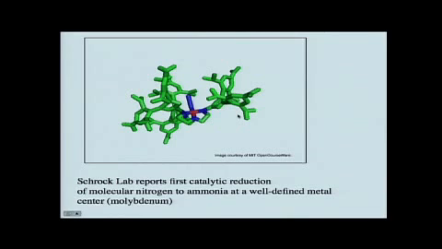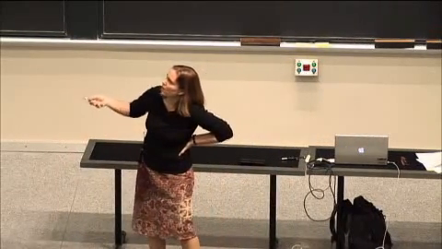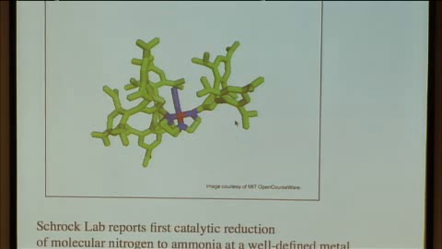So I do also like to mention research that's going on here at MIT. I've mentioned Dick Schrock before. He won a Nobel Prize in chemistry a few years back, but not for his work on nitrogenase systems. But he was able to design a small catalyst that can catalyze this reduction of nitrogen to ammonia at a defined molybdenum center. Again, we'll talk about transition metals later in the course.